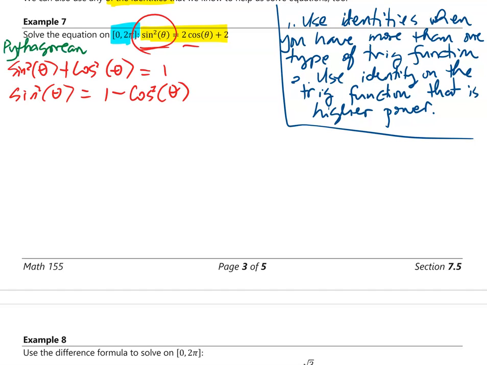Let's use this to substitute into the given. So sine squared theta is 1 minus cosine squared theta, equal to 2 cosine theta plus 2. We can make the left side 0, so subtract 1 and add cosine squared theta to both sides.